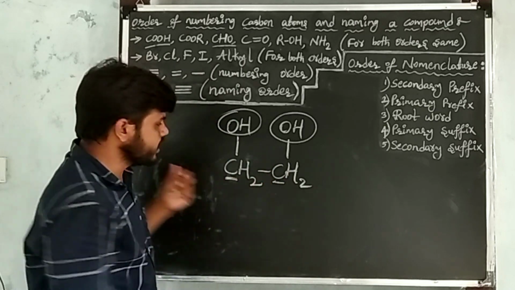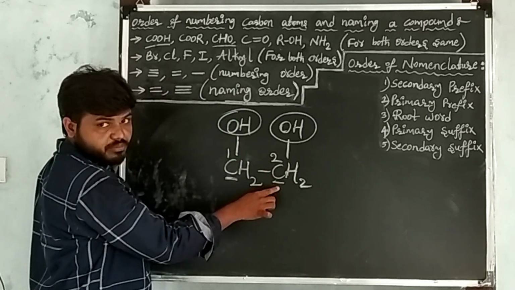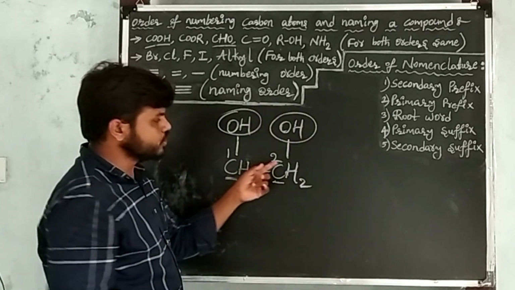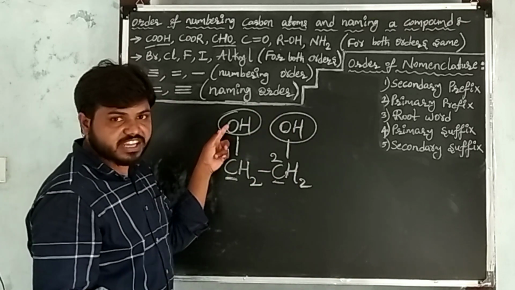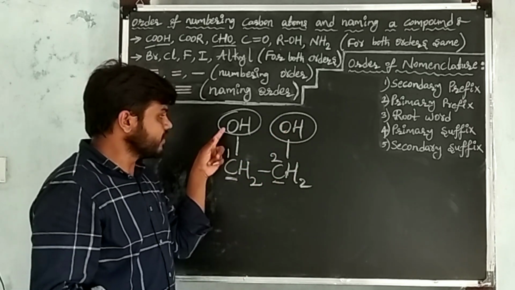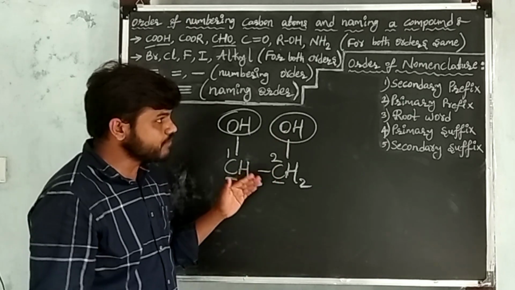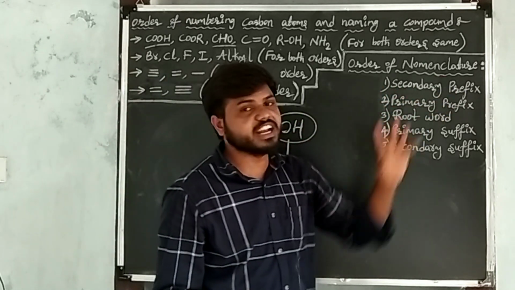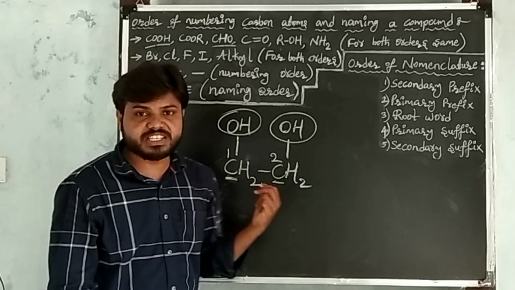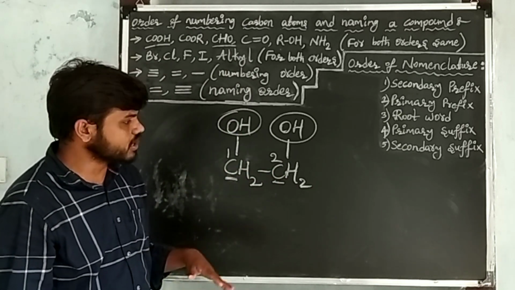First give the numbers to each carbon atom. So I am giving this as the first carbon and this as the second carbon. If you start from the right side also, you get the same positions. One alcohol gets the first position, another alcohol gets the second position. After giving numbers, write the secondary prefix. Here secondary prefixes are substituents. The substituents are not present in the given carbon compound.